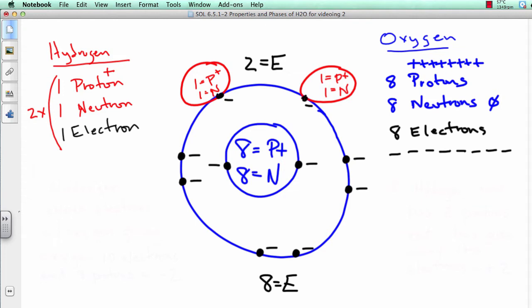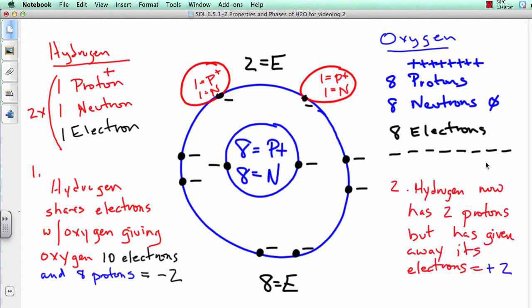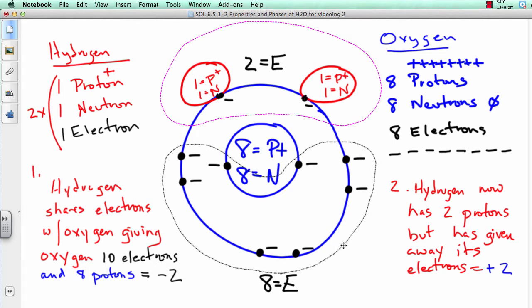And so now we have the hydrogen atoms, which share their electrons with oxygen, giving away 2 electrons. Oxygen now has 10 electrons and 8 protons because hydrogen shared its 2 electrons, which gives us a net charge of -2. Hydrogen now has 2 protons but has given away its electrons. So these have a net charge of +2. And what we actually have, we have a positive region on the molecule where the hydrogen atoms are. And we have a negatively charged region on the molecule where oxygen is. This is an interesting phenomenon, and this is what brings about polarity.